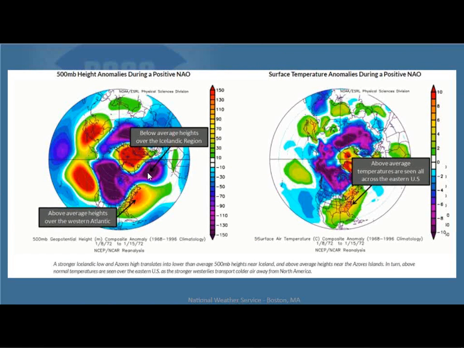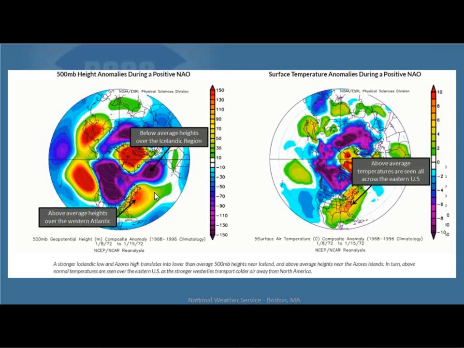So when you have a positive NAO, the pressure here is lower than it is over the Azores. And what happens is mild air tends to flood in. Usually we're under some sort of Pacific air. And any storms, if they do form, they tend to go inside toward the Great Lakes. So those are warmer storms for us.